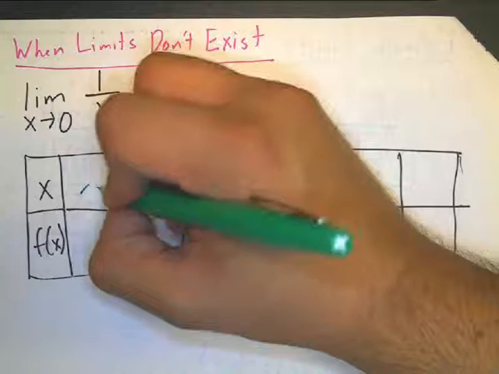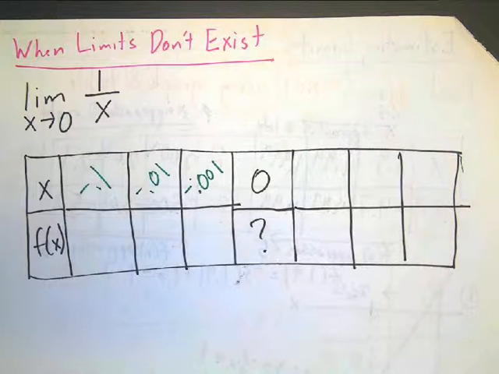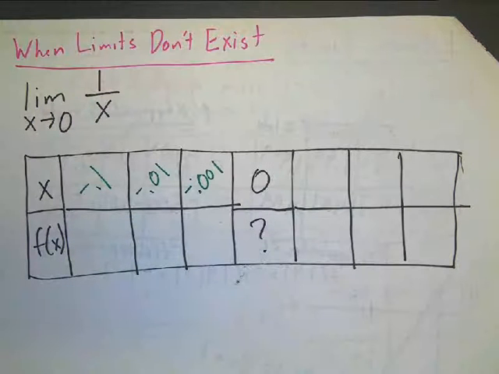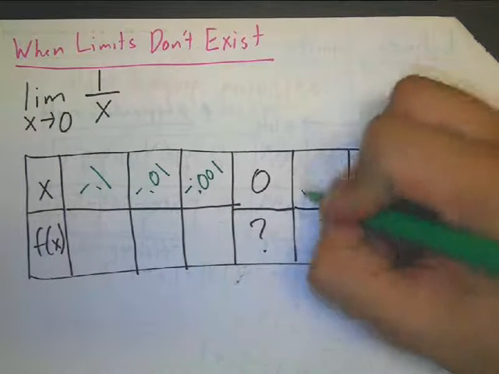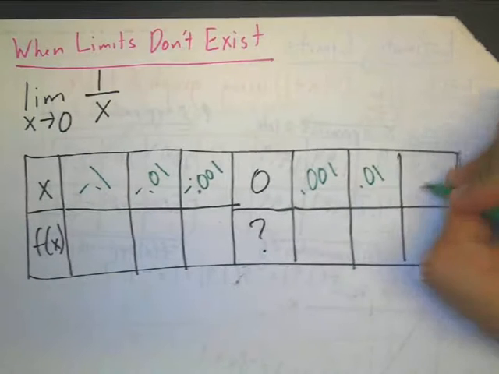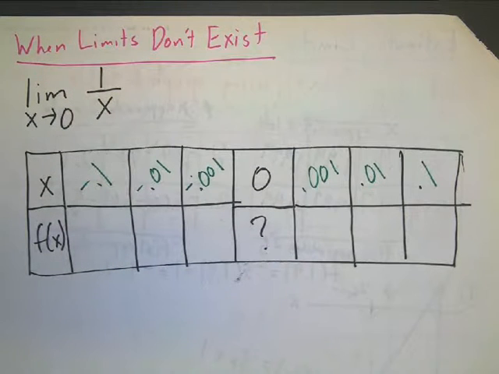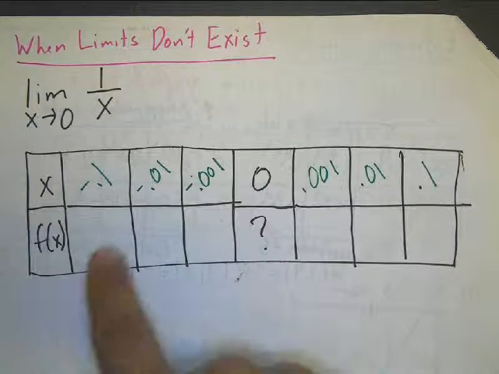What about to the right of 0? Positive, right? We just do these but positive. So it'd be 0.001, 0.01, 0.1, right? Okay, so let's start from the left. When I divide 1 by negative 0.1, all I'm really doing is moving decimal places, right? So this is going to be negative 10, negative 100, and negative 1,000.